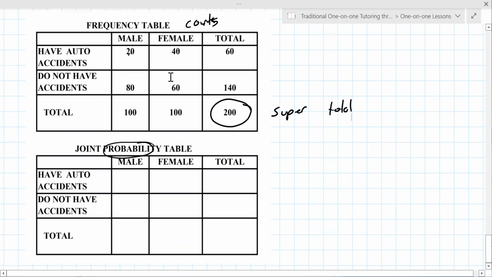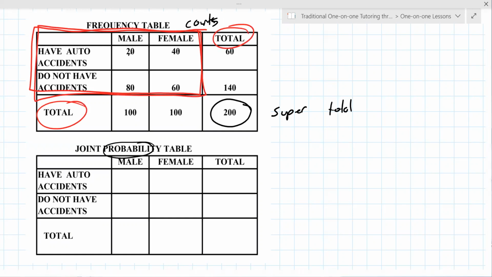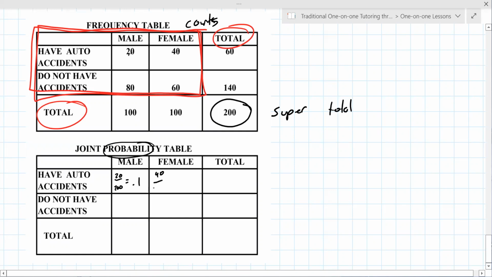Sometimes on an exam, depending on the instructor, you're only given the data, you're not given the totals. And so you have to add that row and column total yourself. But in terms of what you do here, for the first one, it's 20 over 200, which is 0.1. Female is 40 over 200, which is 0.2. And then the total, it's 60 over 200, but you could also add up these. It's 0.3.